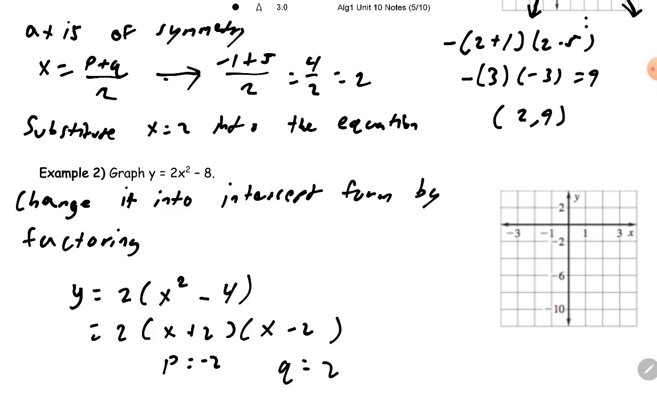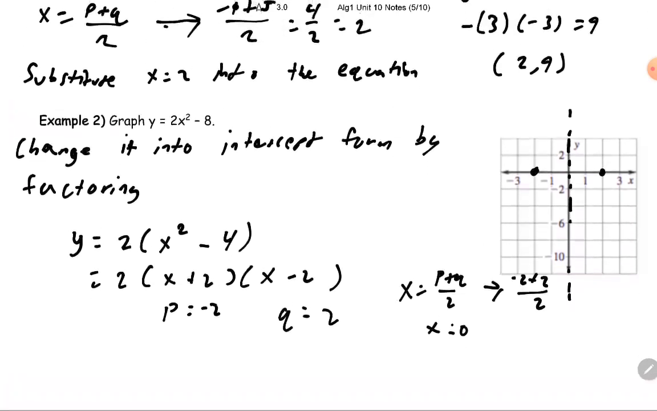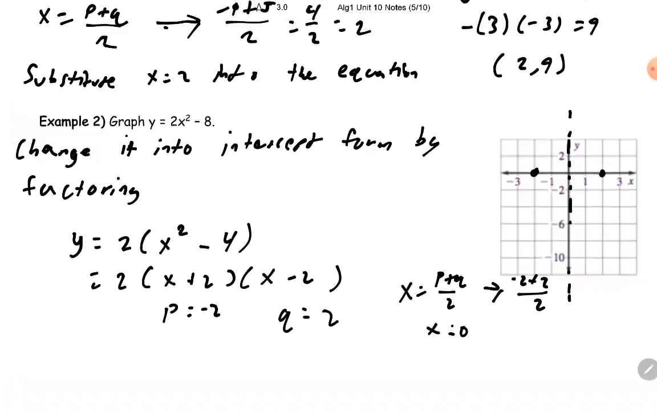So I will get negative 2 and 2. The axis of symmetry is going to be in the dead center. Now we just need to find our vertex, but just in case, we can put it in our formula. x equals (p plus q) over 2. That becomes (negative 2 plus 2) over 2, which is 0 over 2. So x equals 0.